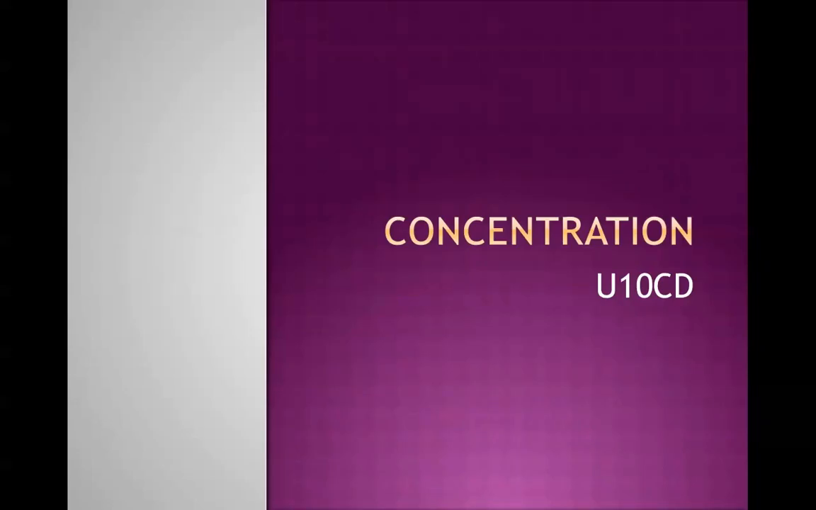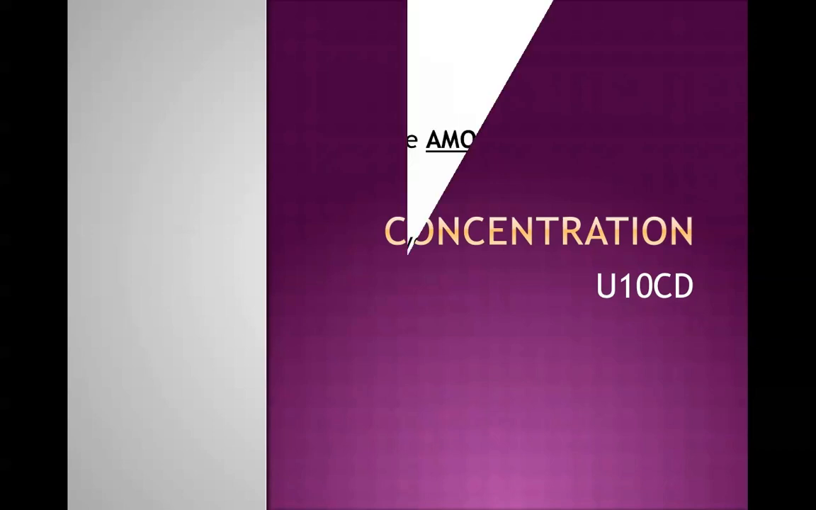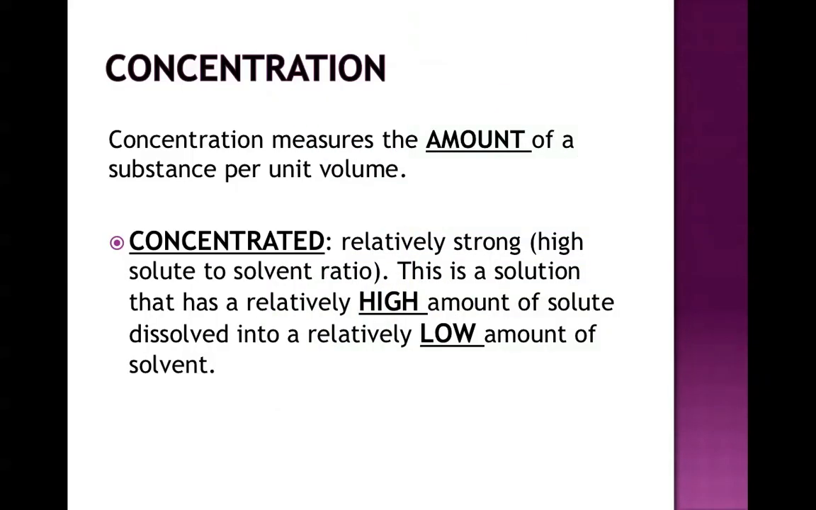All right, in Concept D, we're going to be looking at a couple of different types of concentration calculations, and we'll go through examples of each. Concentration measures the amount of substance per unit volume. So if a substance is concentrated, that means it's relatively strong. You have a high amount of solute per solvent ratio.